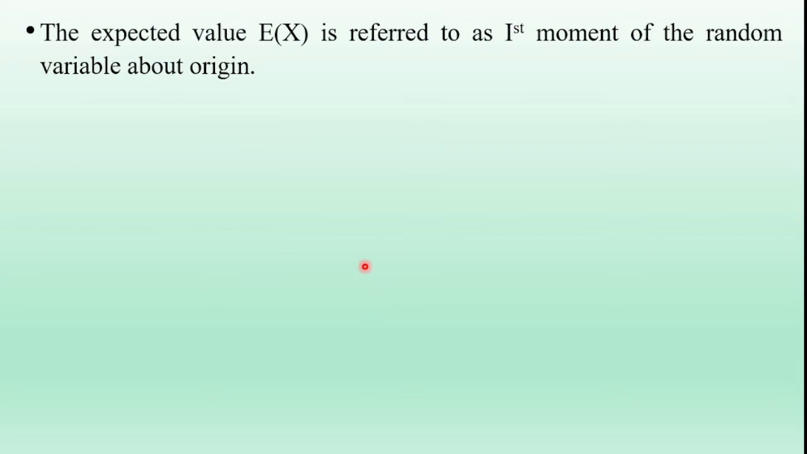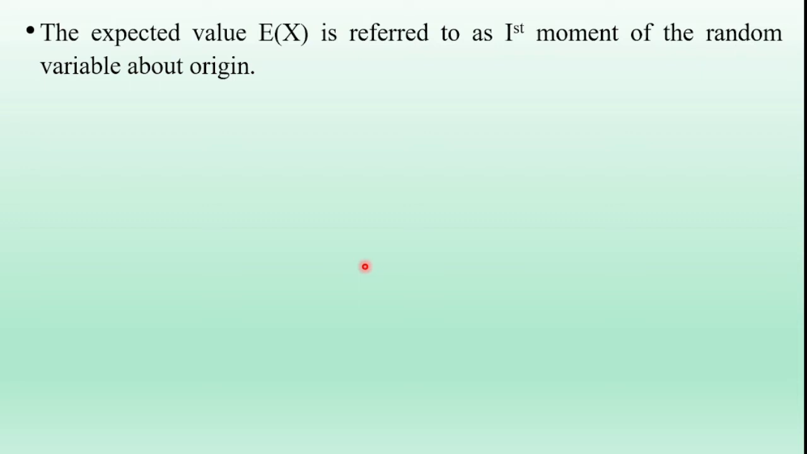The expected value E of X is referred to as the first moment of the random variable about the origin. So in expectation of X power n, substitute n equal to 1, we get expectation of X. That expectation of X is called the first moment of the random variable about the origin.